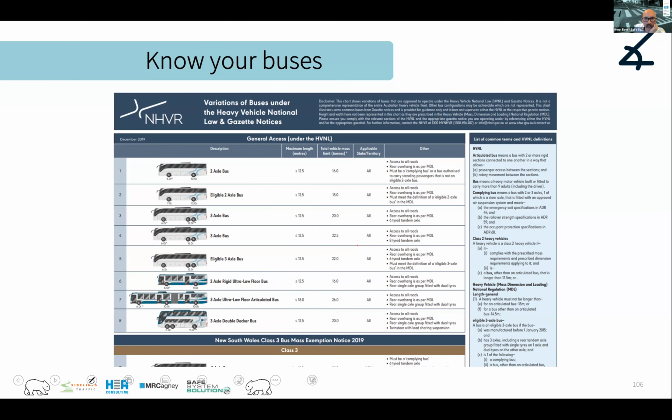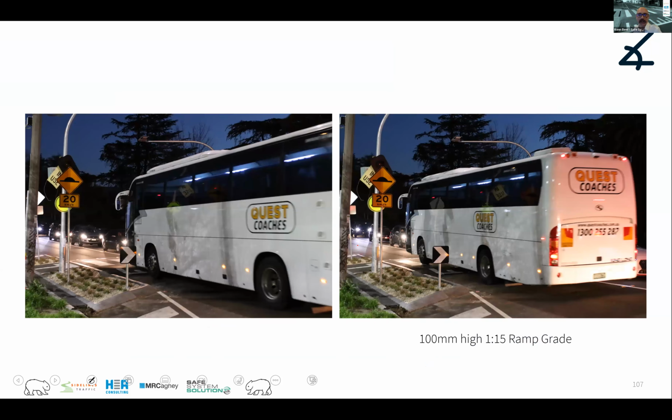Know the different heights that you're going to have coming through, and understand, is it a public transport bus route? Is it just going to get the school bus or coach occasionally coming in or the like? And you'll be able to design accordingly. So here's a 100 mil high, 1 in 15 ramp grade. Now, if this was a public transport bus route, you'd probably adjust that a little bit, but certainly for one that gets the occasional coach down there, it performs adequately.